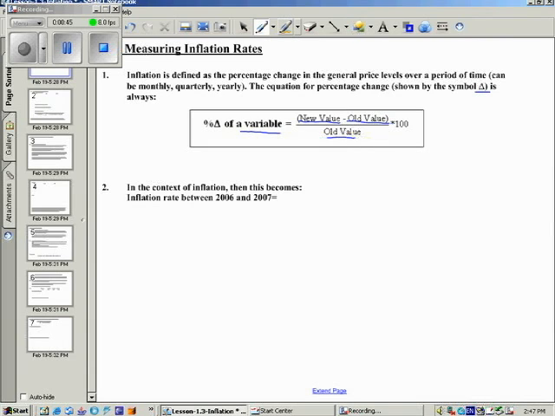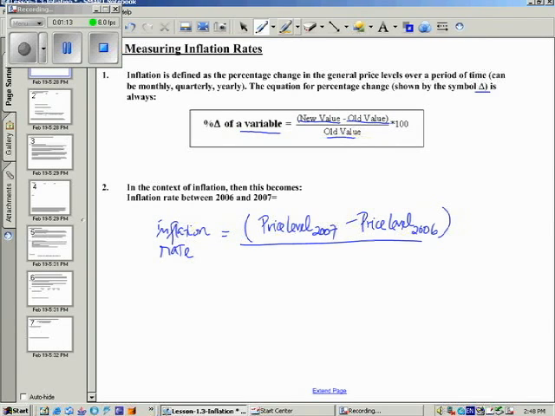If we put this into the context of inflation as being percentage change in the price level, this would simply look like this: inflation rate will be equal to the price level in the year 2007, which is the new value, minus the price level in the old year, which is 2006, divided by my starting point, which is the price level of 2006, times 100. Whatever this percentage turns out to be, we call that the inflation rate.